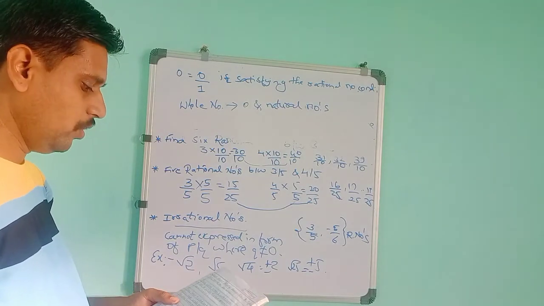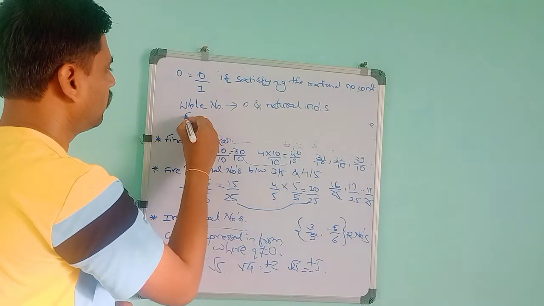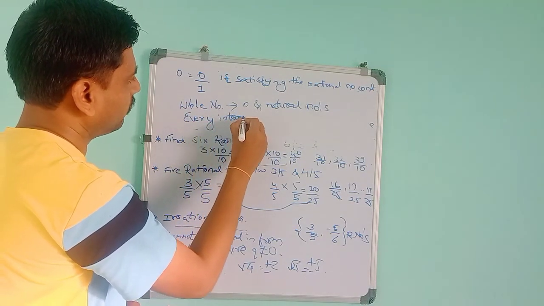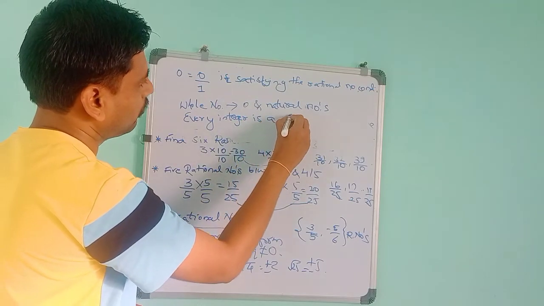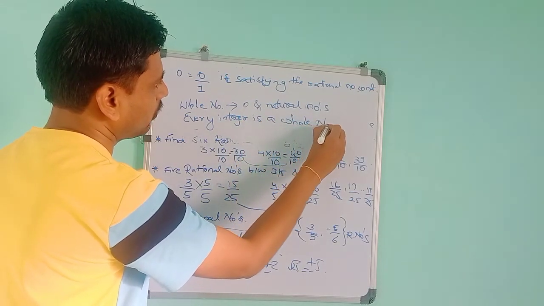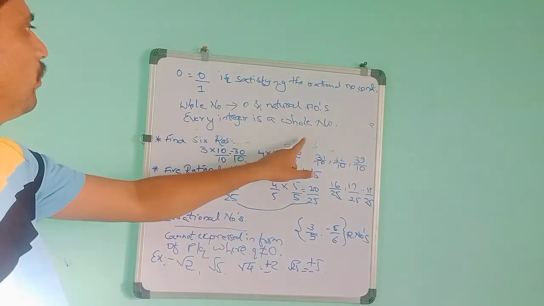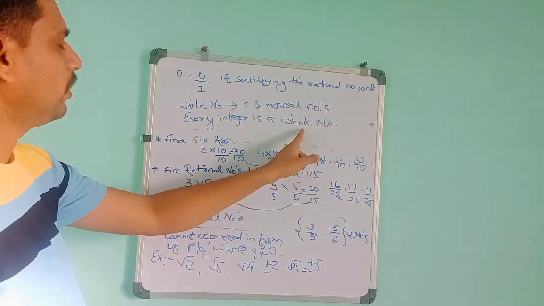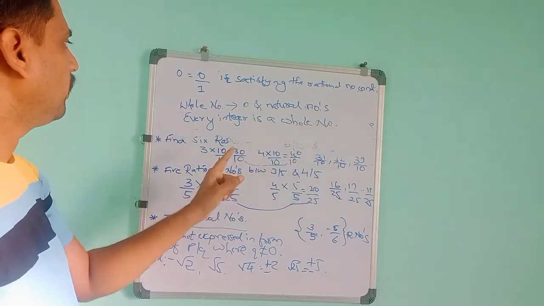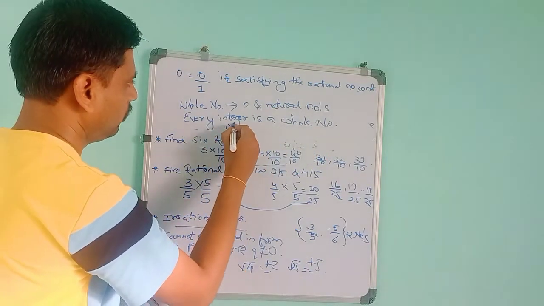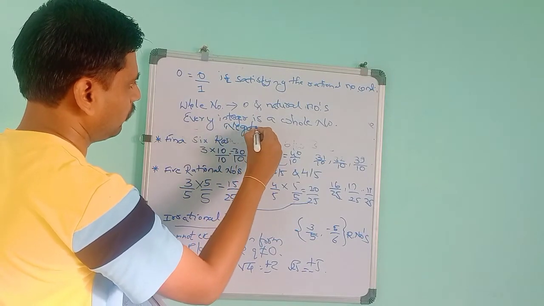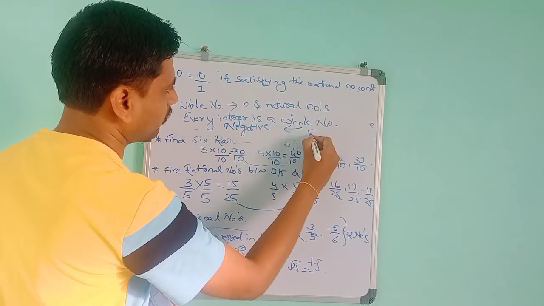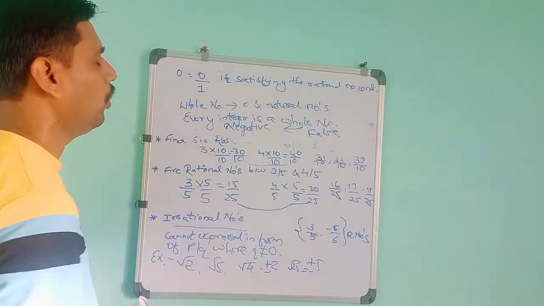Every integer is a whole number. Whole number means, what I told, natural numbers and 0. But integers include negative numbers also. So whole numbers do not include negative numbers. So it is false. Every integer is not a whole number.